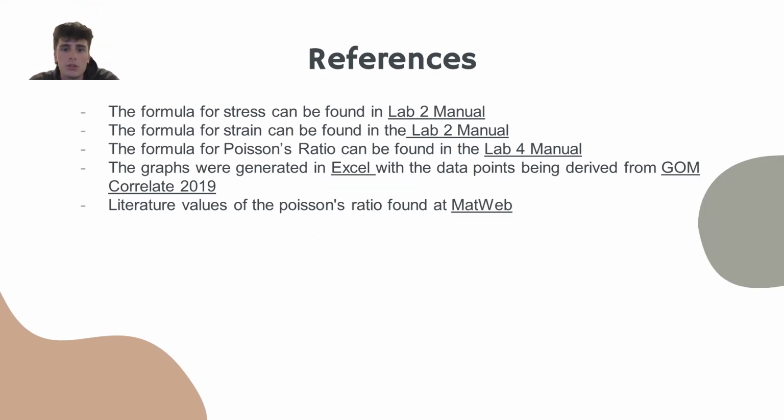The formulas for stress and strain can both be found in the Lab 2 manual. The formula for Poisson's ratio can be found in the Lab 4 manual. The graphs were generated in Excel with the data points being derived from GeoM Correlate 2019. The literature values of the Poisson's ratio can be found at MATLAB.